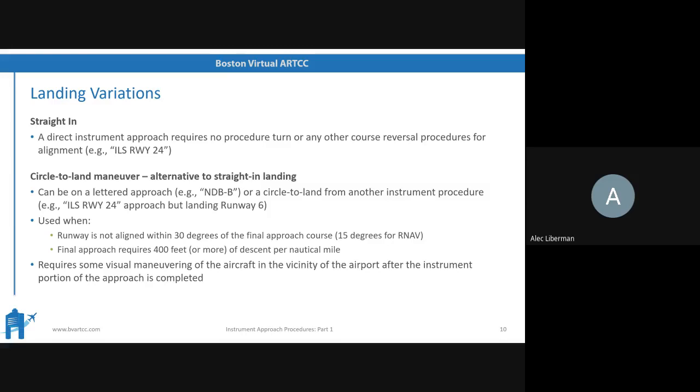These are used when the runway is not aligned within 30 degrees of the final approach course, or for an RNAV 15 degrees. Or the final approach requires 400 plus feet of descent per nautical mile.